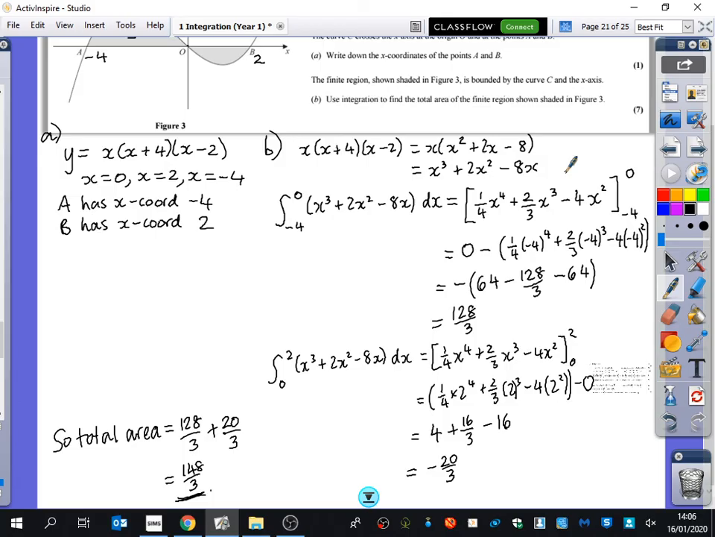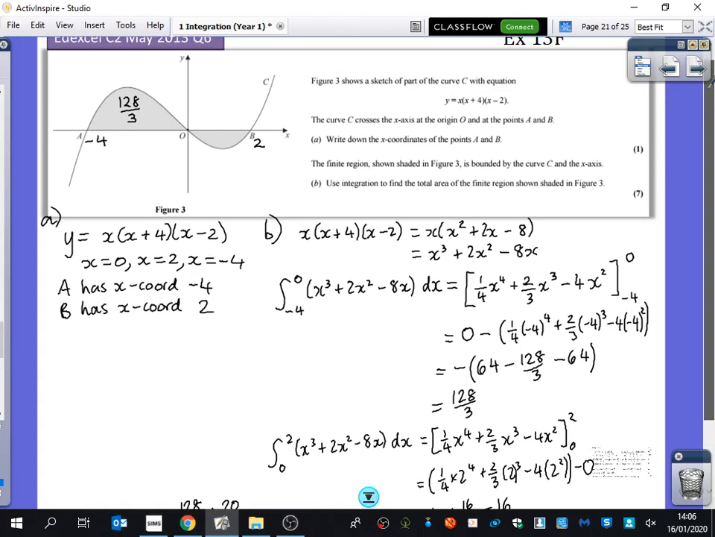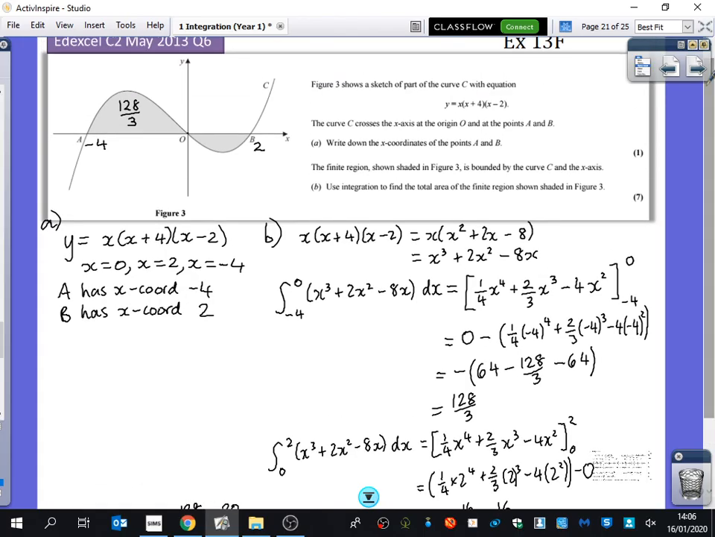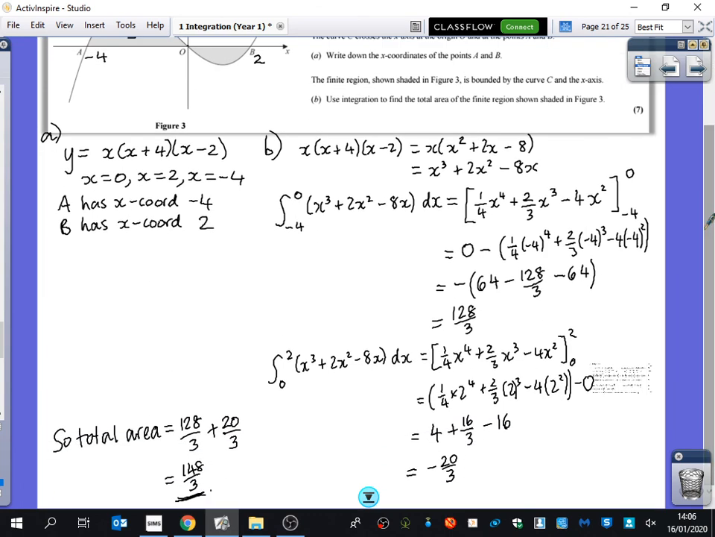All you then need to do is between -4 and 0. You cannot change the limits. You have to do the limits that are there in the diagram. And that came out as 128 over 3. What am I pleased about with 128 over 3 there? It's positive. I expected it to be positive because it was above the curve. I'm anticipating when I do it between 0 and 2 to get a negative area because it's below the curve. And I do, I get -20 over 3. So the area that I'm actually treating it as is 20 over 3. So the total area, you add the magnitudes, the sizes of them together, and you get 148 over 3.